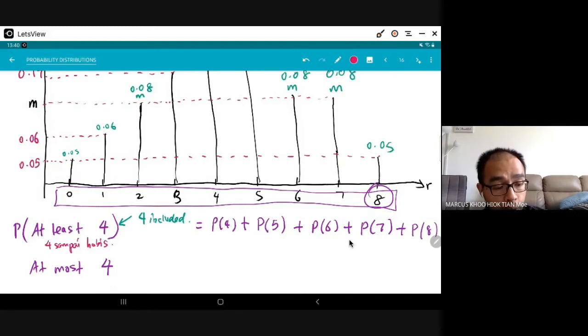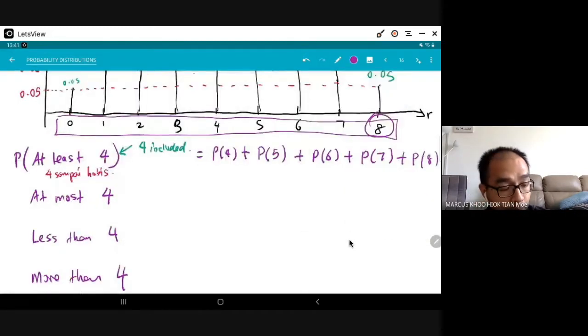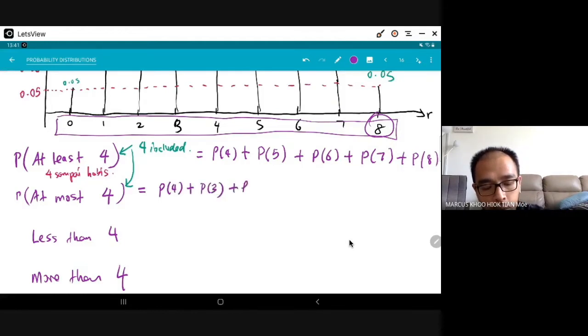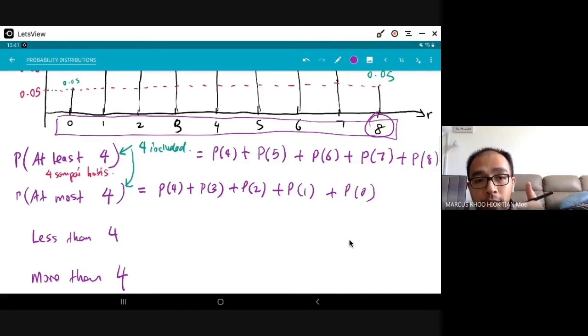Now, at most 4. The probability of at most 4 means that 4 is also included. Paling banyak adalah 4. Then you work your way backwards. You can work your way forwards also if you want, but you can work backwards: P4 plus P3 plus P2 plus P1 plus P0. Maksudnya 4 sampai mula, from 4 until the beginning. That's what it means by at most 4.